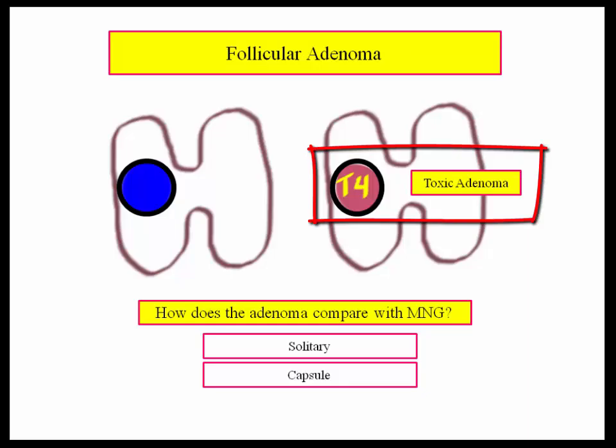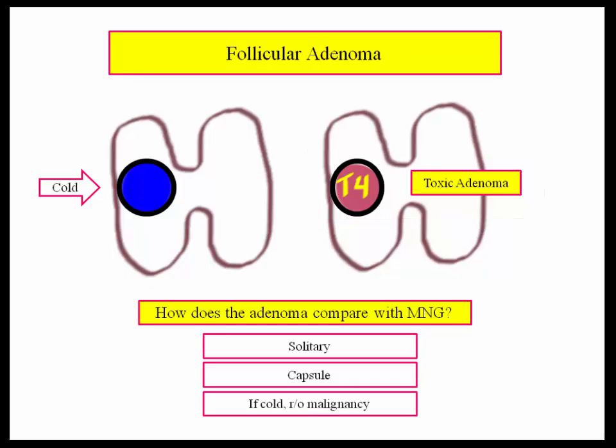A hyperfunctioning or autonomous nodule would be referred to as a toxic adenoma. They are distinguished from toxic multinodular goiter in being solitary and encapsulated. Finally, if cold on radioactive iodide uptake or hypofunctioning by serologic studies, one would need to rule out malignancy, just as in a solitary or dominant nodule associated with multinodular goiter. This overview covers the majority of what we need to know about follicular adenomas. Let's review pathology, presentation, and treatment, and we'll be done with goiter and nodules.